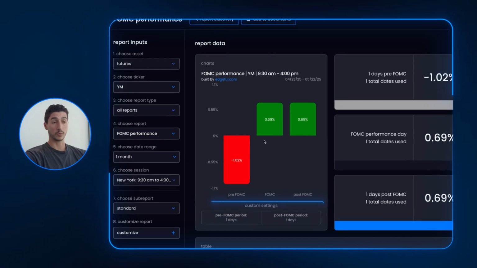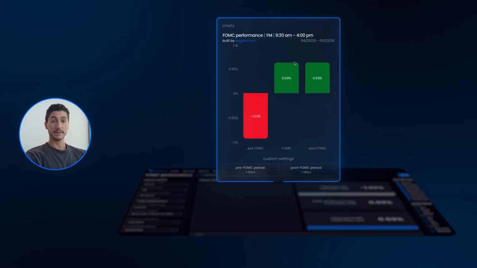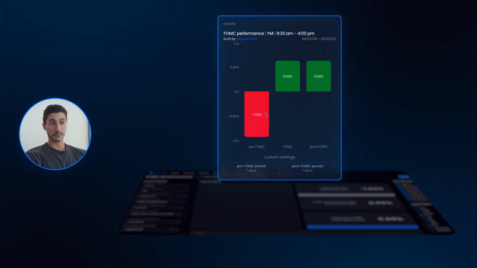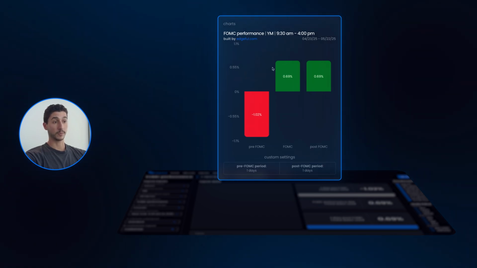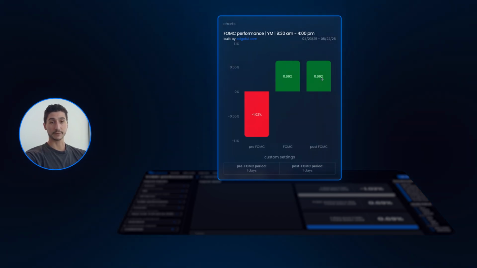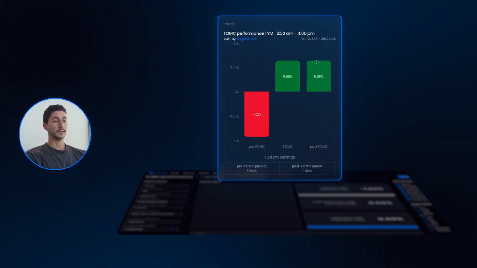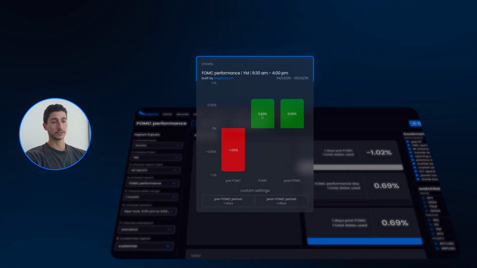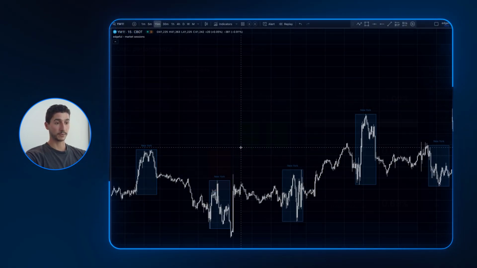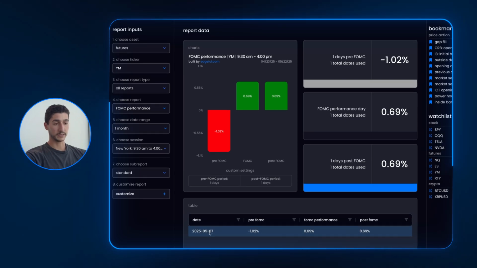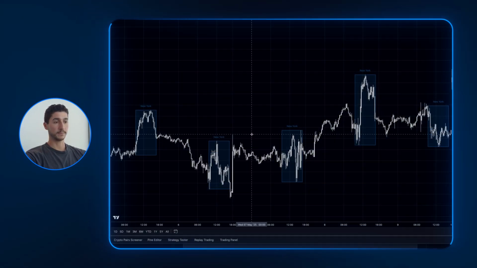What this report measures is it takes the day of FOMC and it tells you the performance before, the performance of the day of, and the performance of the day after. In this case, the way that this works, I'm going to show you an example right now. So we can see here May 7th is our FOMC day.